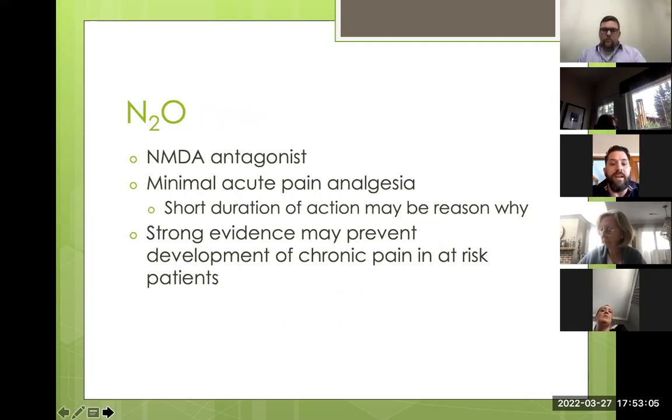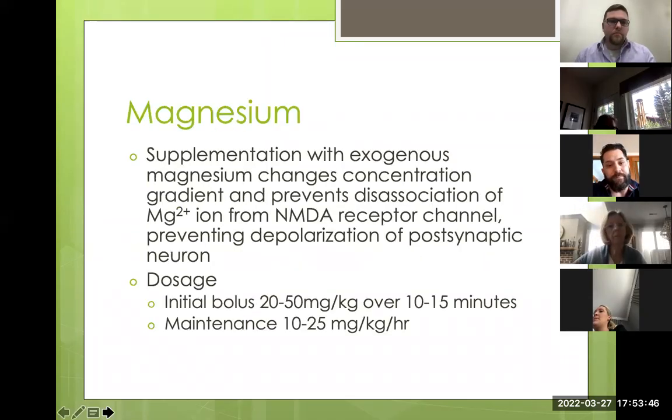Nitrous oxide, which is an NMDA antagonist. It's not going to do much for you postoperatively, but intraoperatively, it can help with pain management. But there's also been evidence showing that patients who get nitrous oxide intraoperatively actually have a decreased amount of chronic pain postoperatively. That came out of a study where they were looking to see if nitrous oxide increased the risk of heart attacks. And as a secondary outcome, what they found was patients who got nitrous oxide actually had less incidence of chronic pain postoperatively than those that didn't get nitrous oxide. So a beneficial outcome that they weren't even looking for.